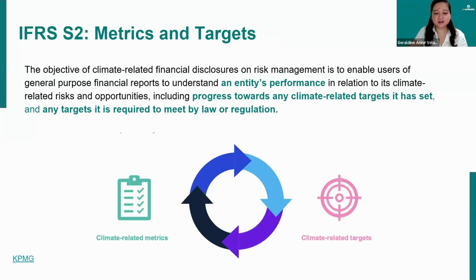Under ISSB IFRS S2 climate-related disclosures, reporting of greenhouse gas emissions is a required component of climate-related information, so we make use of GHG Protocol. The objective of climate-related financial disclosures and risk management is to enable users of general-purpose financial reports to understand an entity's performance in managing climate-related risks and seizing related opportunities. So it's not just risks, but also taking advantage of opportunities, including progress towards climate-related targets it has set for itself and those it is required to meet under applicable laws and regulations.